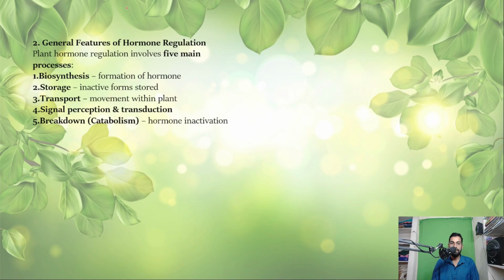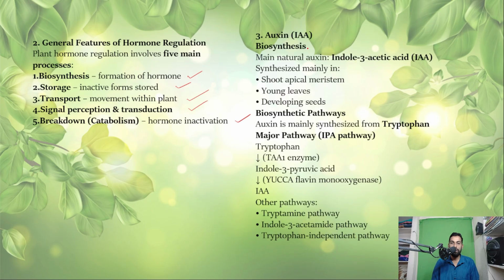The second point is general features of hormone regulation. I told you this also. Plant hormone regulation involves 5 main steps. They are biosynthesis, formation of the hormone; storage, where inactive forms are stored; the third one is transport, movement within the plant; the fourth one, perception and transduction; the fifth one is catabolism, that means hormone inactivation. Let's see now about auxin.